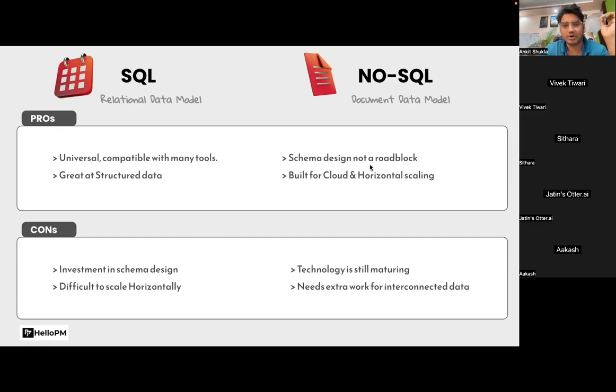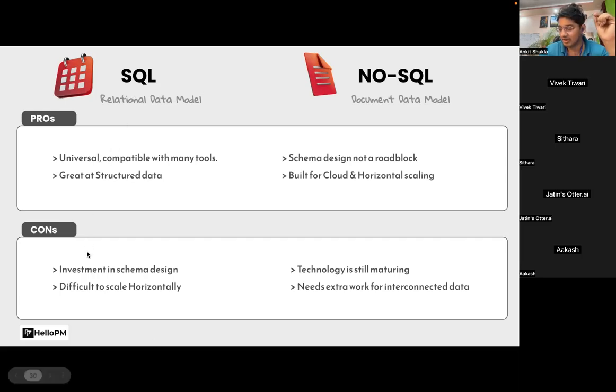So schema design is not a roadblock. In SQL, until you define the schema, you cannot go ahead. But with schema design not being a roadblock, these are faster. So most of the time, you are going to see that startups use the NoSQL model. Similarly, it is built for cloud and horizontal scaling. I'm going to come in a bit to what horizontal and vertical scaling are.